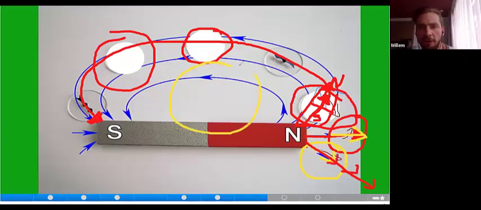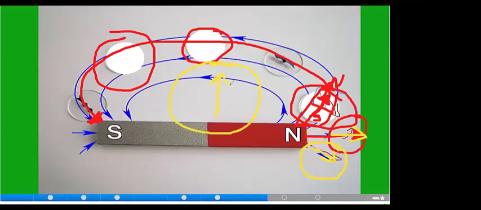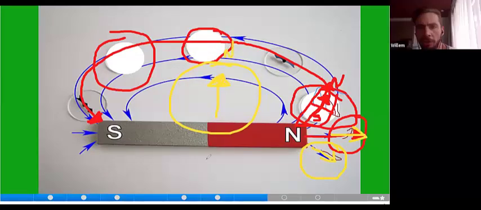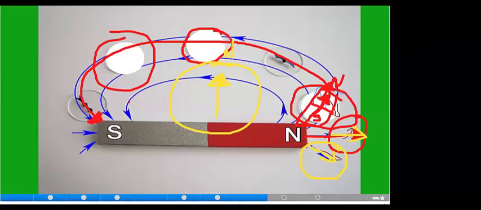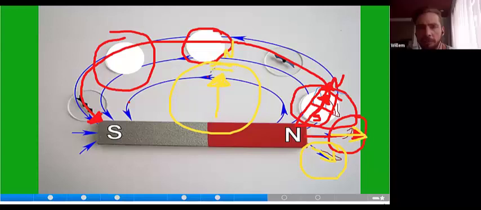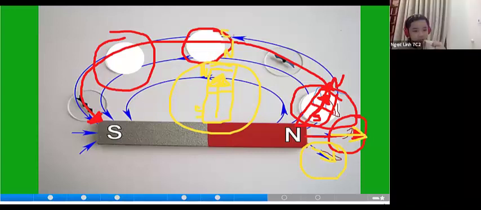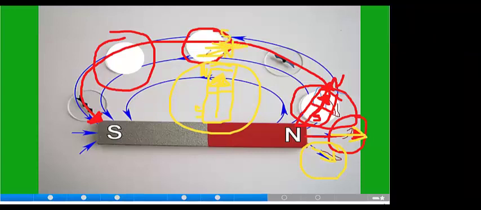And remember, when we have a compass, the arrow always points to the north. Okay. Why does it point to north? Because it's attracted to which pole? South. It's attracted to the south pole. Okay.